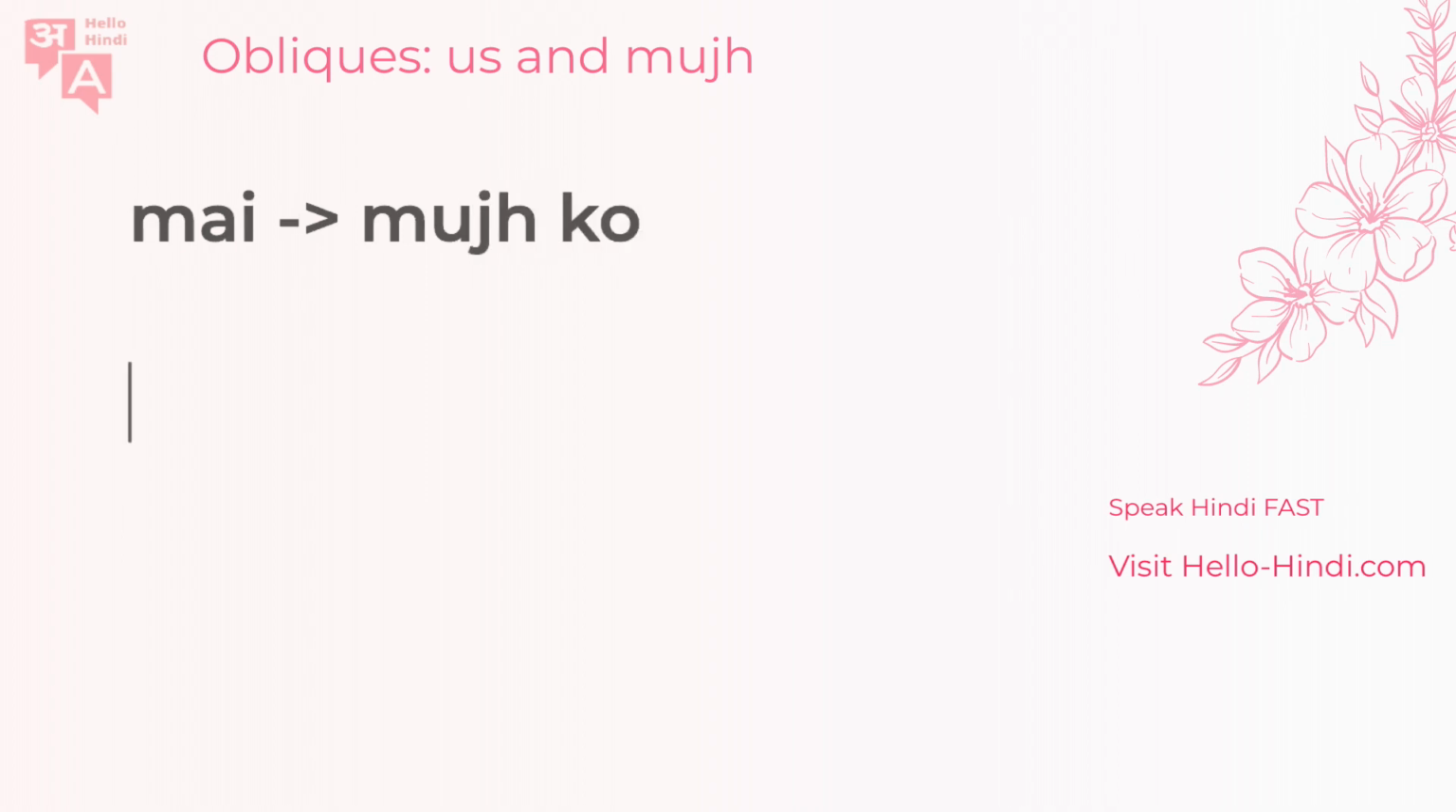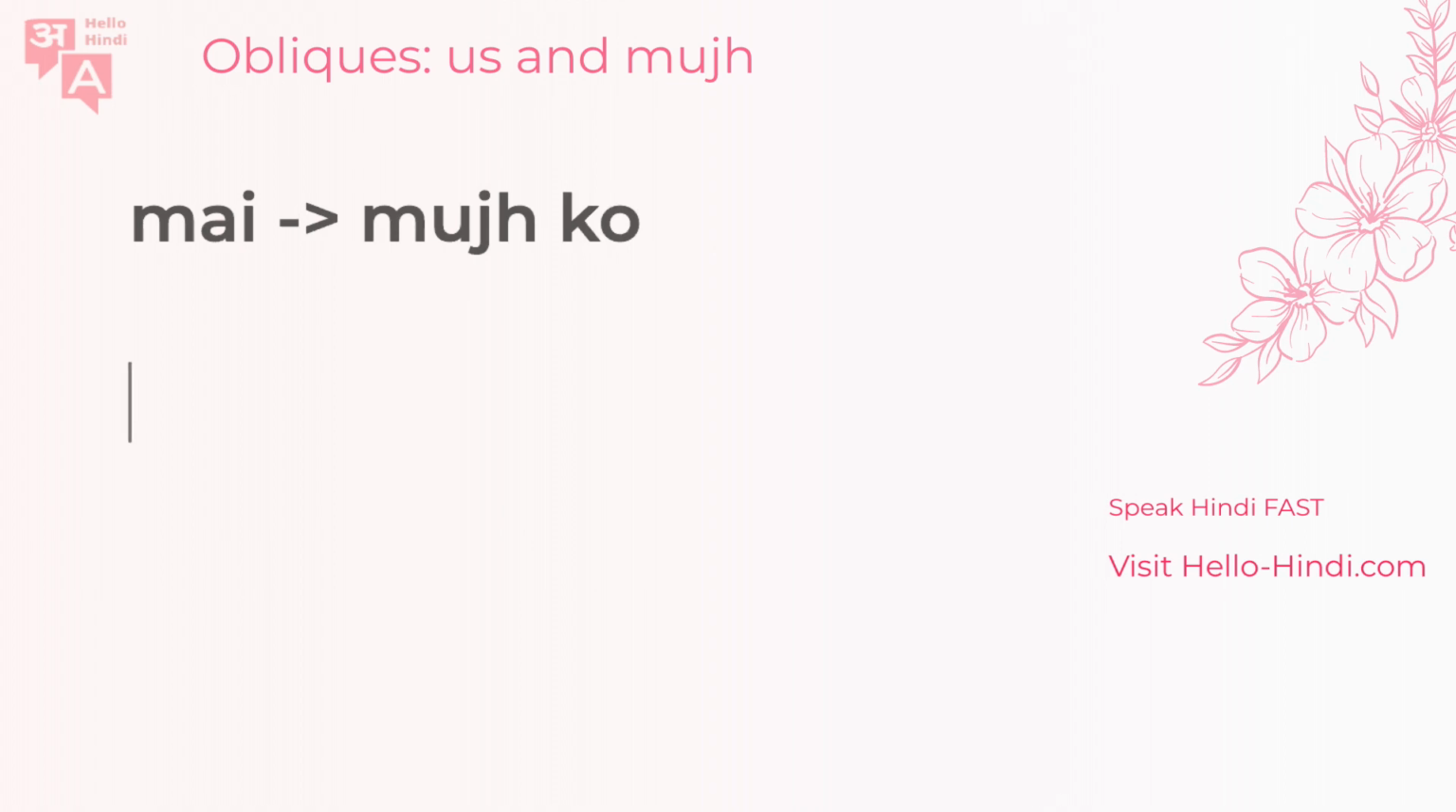Mujhko means to me. Now, for the advanced people who might also know this, for the others you can ignore it: it's also mujhe. Mujhe is also good, but for now, for the purpose of explaining grammar, we will only use mujhko. Now it's easy. How can we say this sentence?